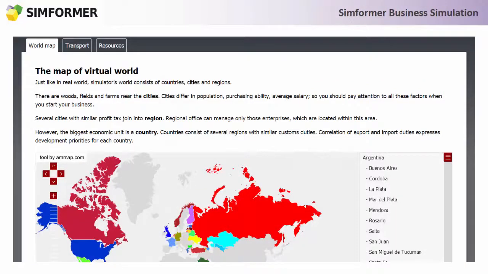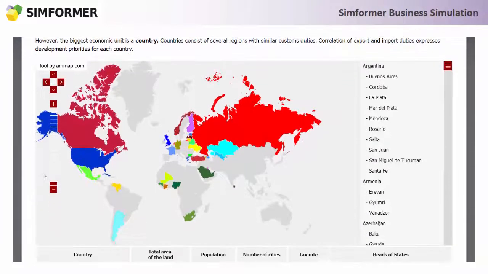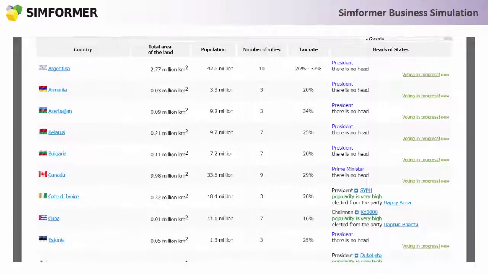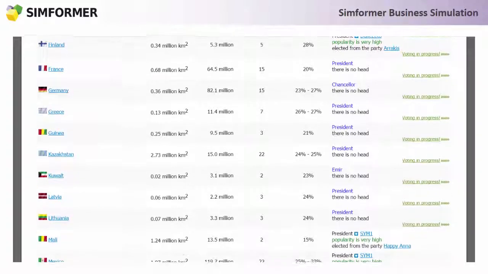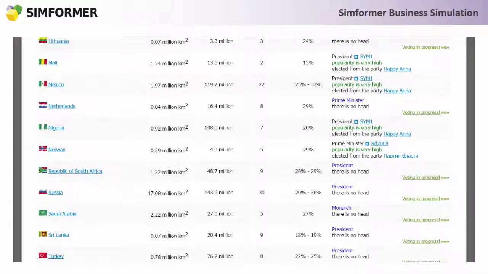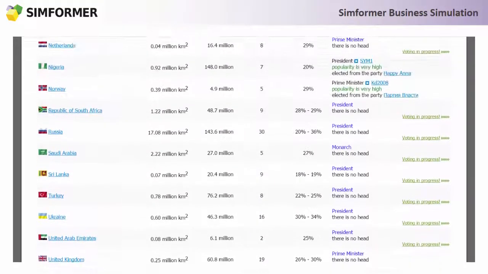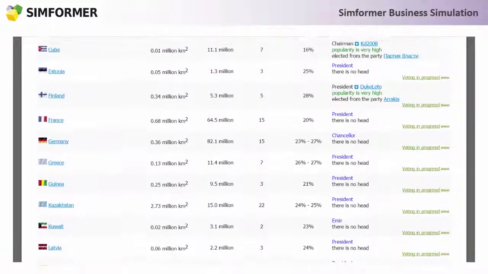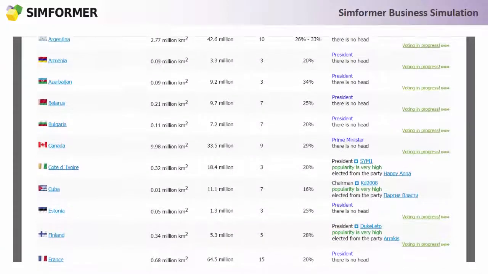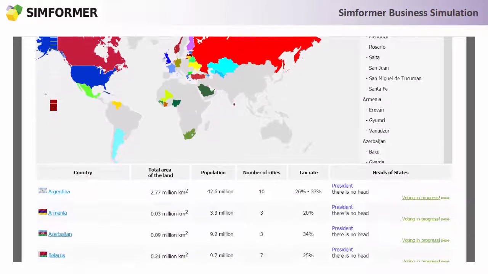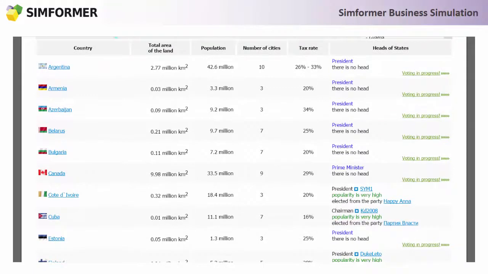Now, first of all, the global economy. We have in Simformer business simulation classic 33 countries and over 300 cities. I'd say that is quite impressive because hardly any other simulation has this amount of countries. And these countries do differ. If you want to get more information about a country, you just need to click on that country, because we take into consideration the total area of the land, and also the population, the number of cities, and the tax rate applied in different regions of the country.